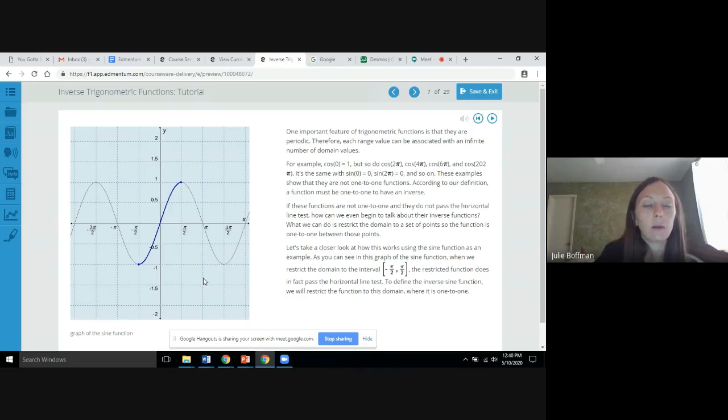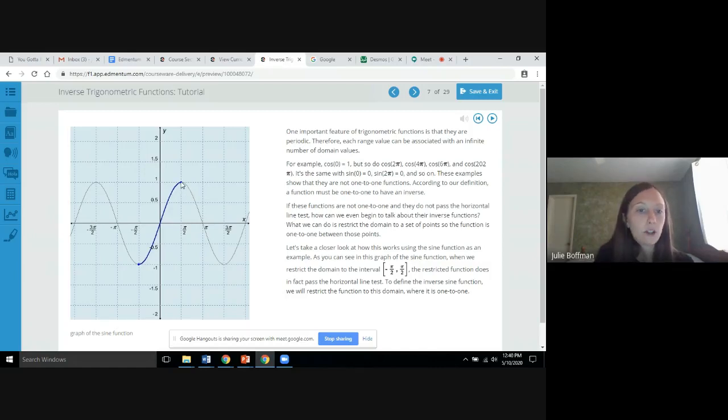So what they're saying is, okay, what piece of this graph could we just take to where it'll pass the horizontal line test? So you want to take the most middle piece. So they decided to go from negative pi over 2 to pi over 2. As soon as you go past pi over 2, now you would fail the horizontal line test. So we don't go past that.